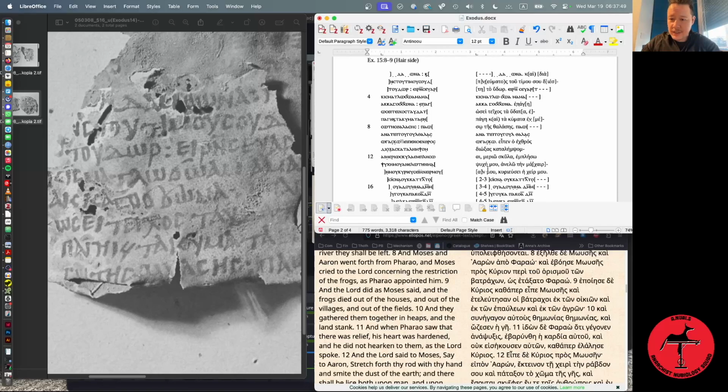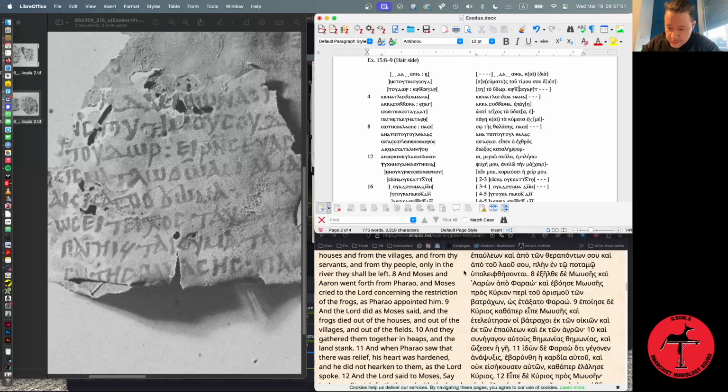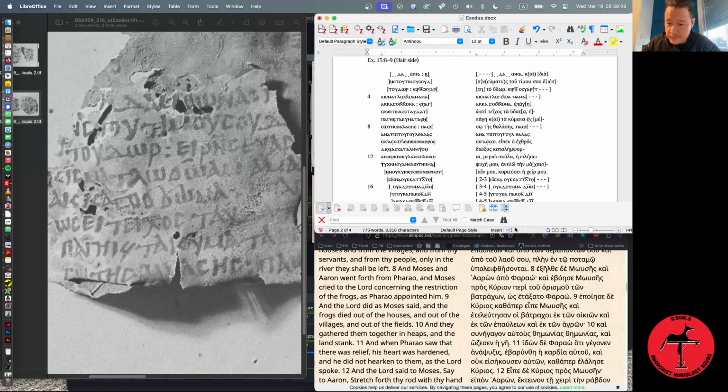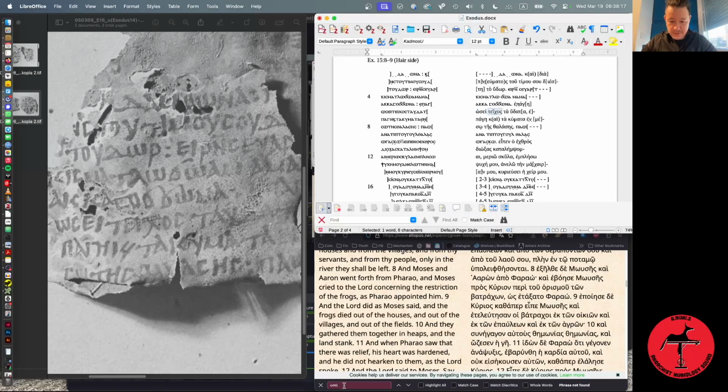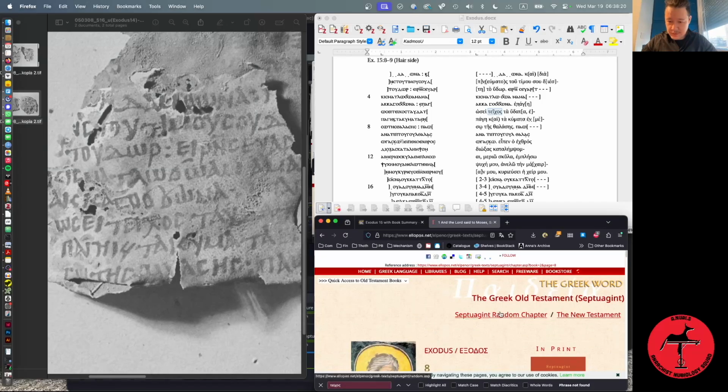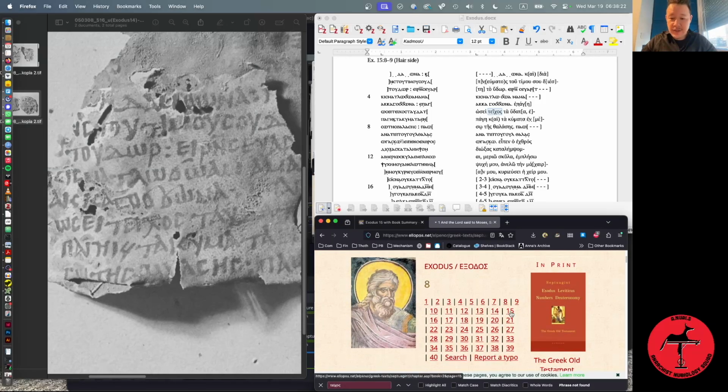However, I am a little bit lost as to where we are in this text. Okay, let's see if we can get a full load here. Epage Hosei. Maybe we can just find the right thing. Ah, that's right. Exodus 15.